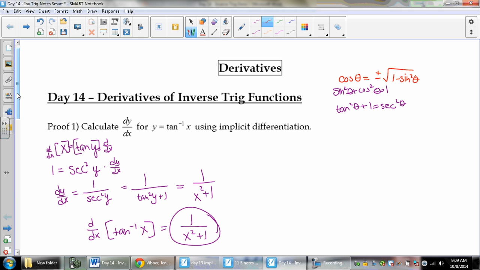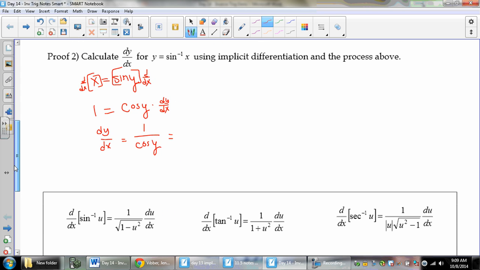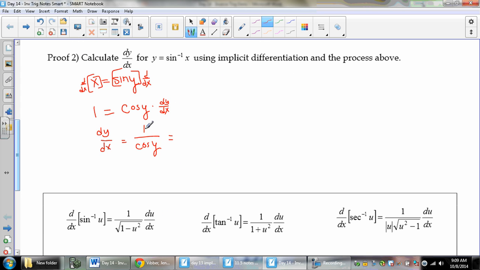So what we're going to do is restrict the domain so as to only use the positive value there. So 1 over cosine y can be rewritten as 1 over the square root of 1 minus sine squared y. Again, I'm not doing the plus or minus, I'm just doing the positive. I'll explain why in a second. And that's going to make this 1 over the square root of 1 minus x squared. There's the derivative of inverse sine x.